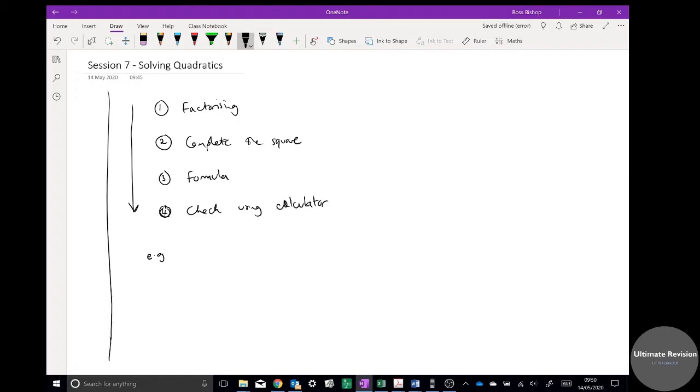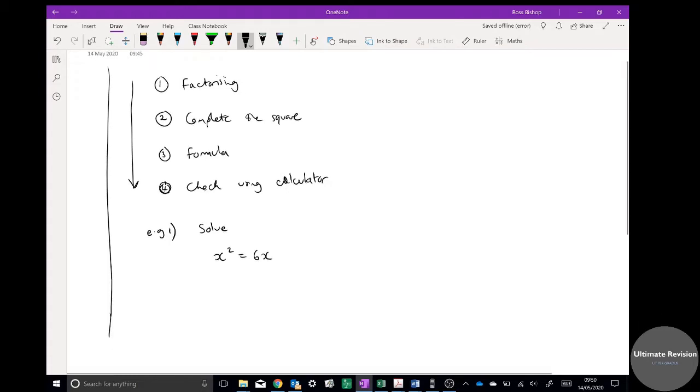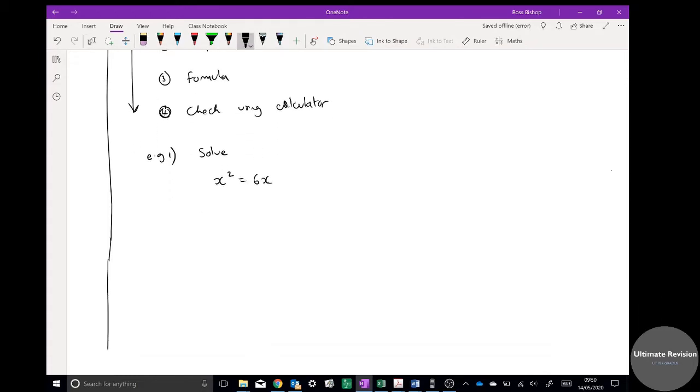So, e.g. 1, solve x squared equals 6x. Okay, now what you might be tempted to do is divide by x. Now, that is not allowed because x could be 0. Okay, so don't divide by x. A lot of people I see would do this. They'd say, okay, x must equal 6 because you divide both sides by x. It's not wrong, but you're missing a solution. So that is not the correct way of doing this.